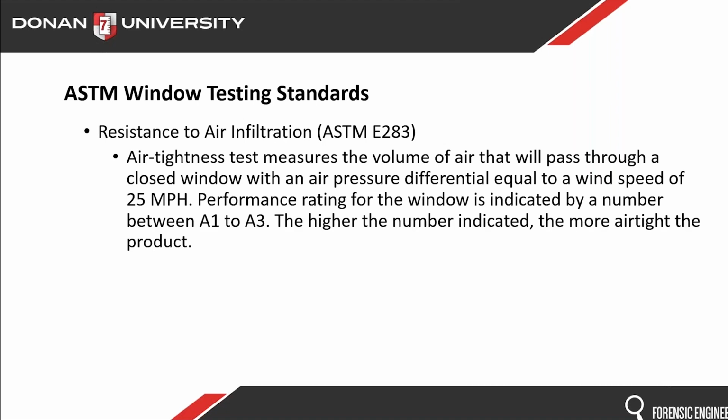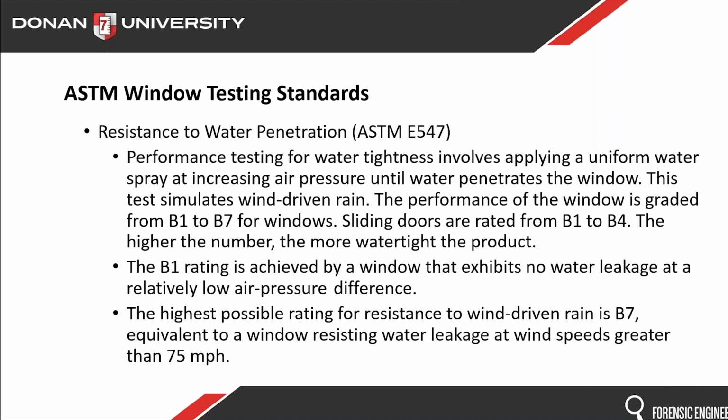easily. And so if it performs at 25 miles per hour, then in your normal everyday living, you don't want air to be able to come in the building or through the window. So 25 miles per hour is the number that they have selected. So this performance rating is given between an A1 to A3, and of course the higher number means the more airtight the product.